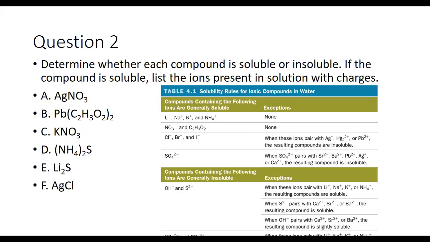All right. So now we're going to learn which compounds are soluble and which ones are insoluble. So not all ionic compounds are actually soluble in water. Some will crash out in water. And so this table will tell you which combinations are soluble and which ones are insoluble.